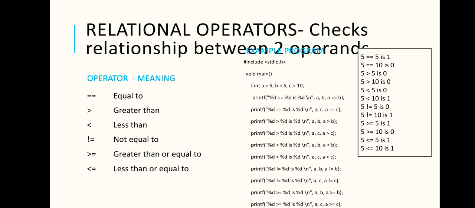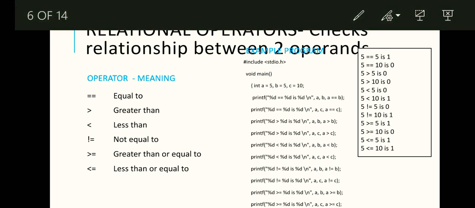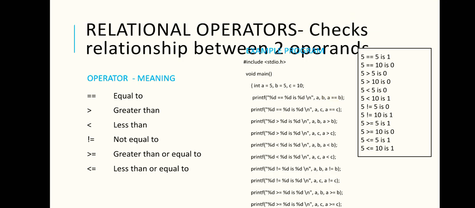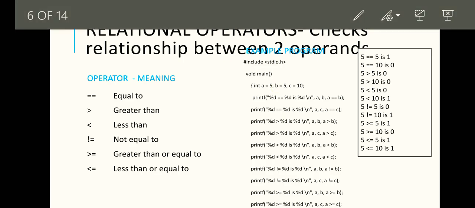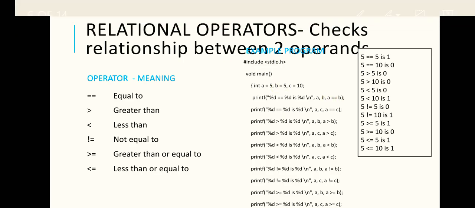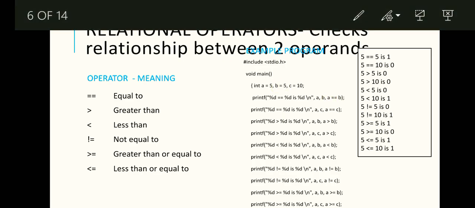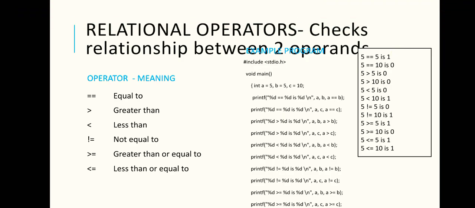Here we have a set of statements: a is equal to 5 and b is equal to 5 and c is equal to 10. Here we have a equal to b. This checks whether a is equal to b, and if it is true, it prints 1. So let's see, a is 5 and b is also 5. Are they equal? Yes, a and b are equal. So the result is true. So the output is 1.